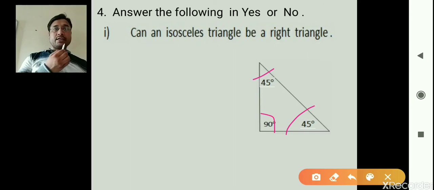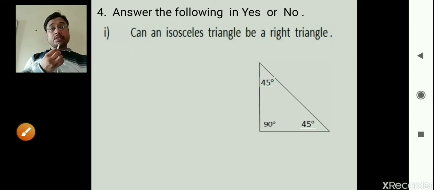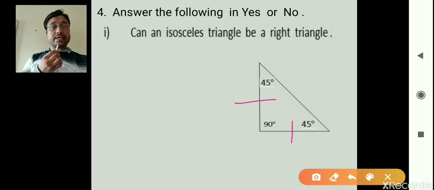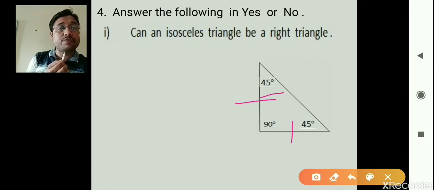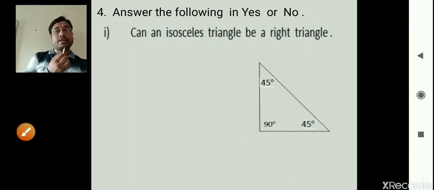So if in a triangle any two angles are equal, then the triangle is isosceles only. And if two angles are equal, then their opposite sides are also equal. We are saying that if the two sides are equal, then the triangle is isosceles, and the angles opposite to them are also equal. Same here. These two sides are equal. Therefore, the angles opposite to them are equal, whose measurement is 45 degree and 45 degree. Okay, I hope it is clear, students. So you will say yes, there can be an isosceles triangle which is a right triangle also.